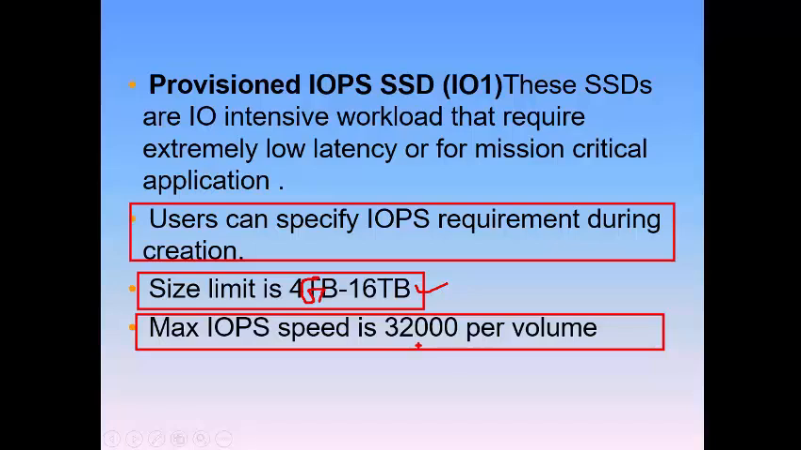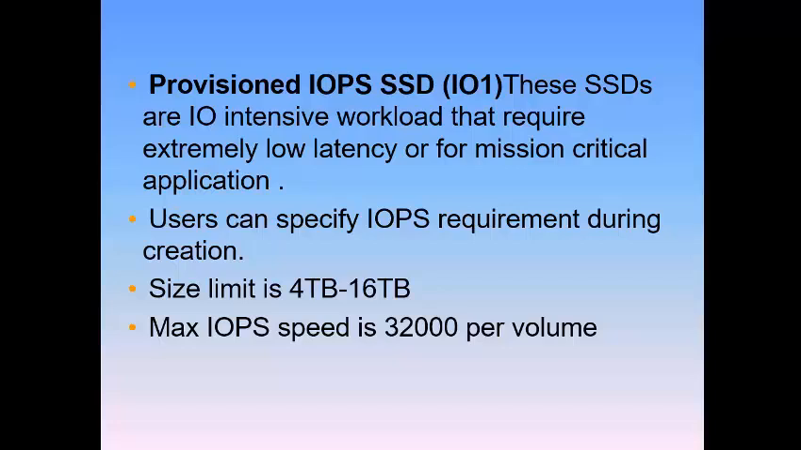32,000 per volume. Can we go up to some specific condition? It can go up to 64,000 IOPS also. So basically provisioned IOPS is for mission critical applications. We require very high speed. Actually, the cost is much higher as compared to general purpose. You can check the costing there.